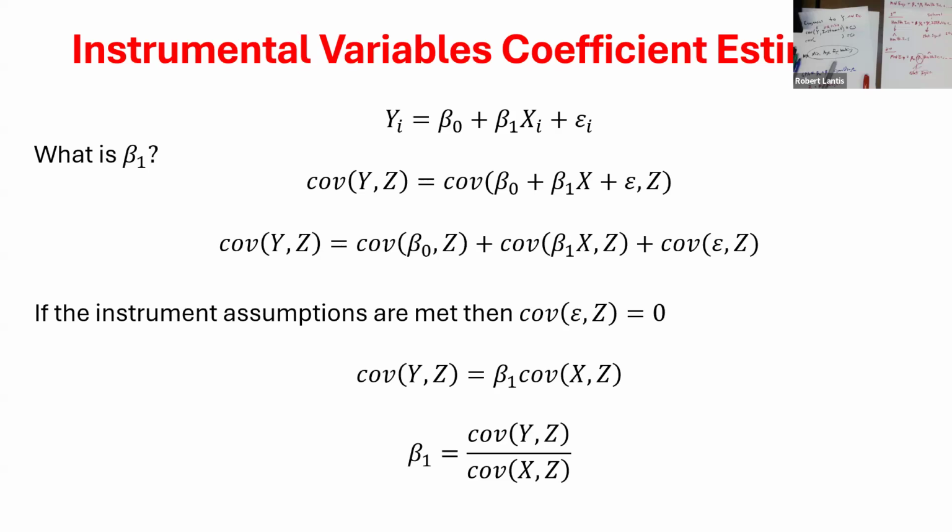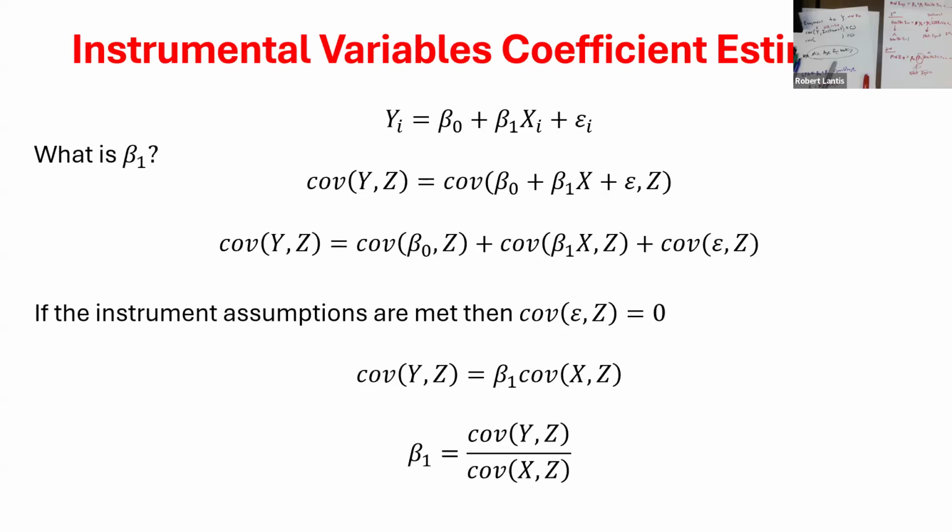Now, if that instrument truly is exogenous, it's not correlated with my Y variable, then it should be uncorrelated with its error term. So if it's not correlated with the error term of my Y variable, this should go to 0 as well. What would I simply be left with? The covariance of beta 1 X and Z. So this is all I would have left. Well, notice if I just rearrange this, what is my coefficient beta 1? It's the covariance of Y with my instrument divided by the covariance of X with the instrument.